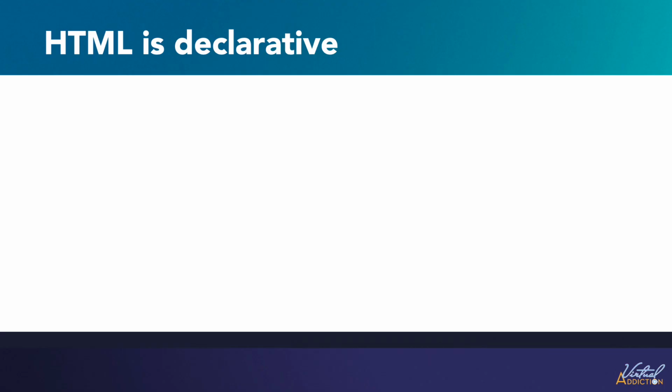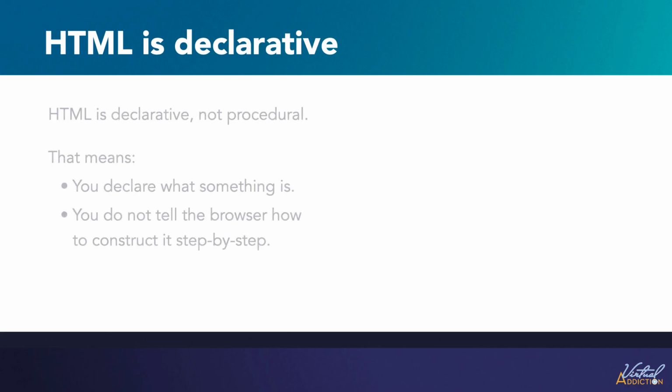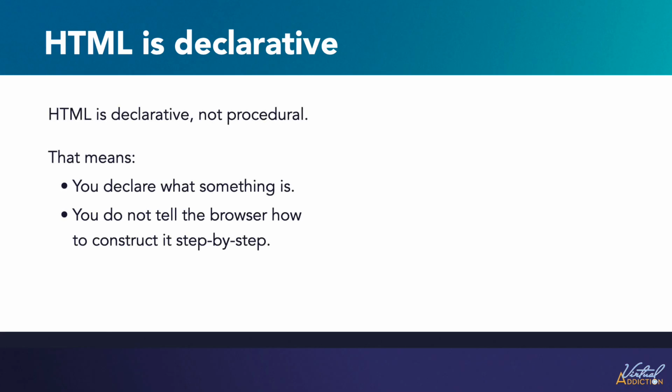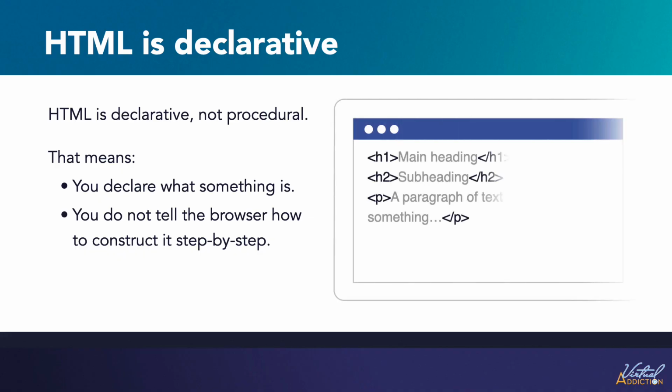One of the most important ideas in HTML is that it's declarative, not procedural. That means you declare what something is. You do not give step-by-step instructions on how to build it. For example, you say, "This is a heading." You do not say, "Make the font large, bold, and centered." That type of styling or instruction is handled by CSS.